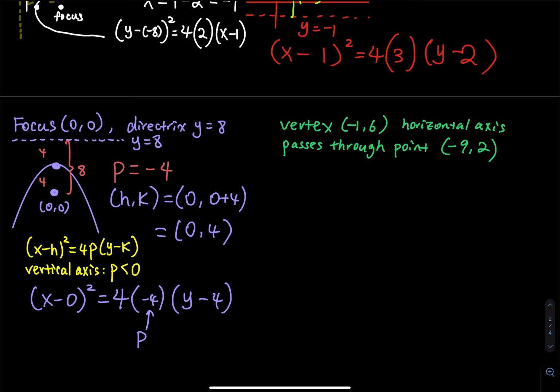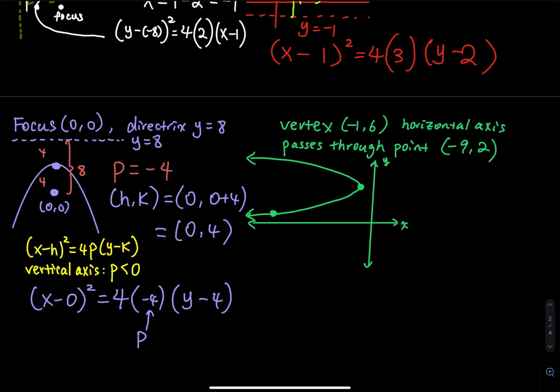And then how about the green problem? You have the vertex (-1, 6), the parabola passes through (-9, 2). Okay, sketch the graph. So we have -1. Most of the graph will be on the left hand side of the y-axis. So we have (-1, 6), and then (-9, 2). So (-9, 2) will be right over here, and then the parabola looks like that. Okay, that's all we know.